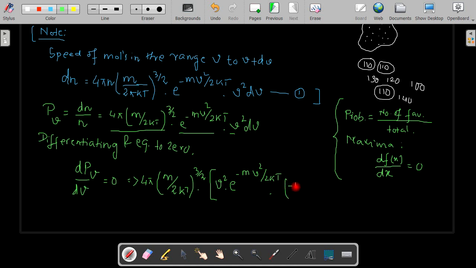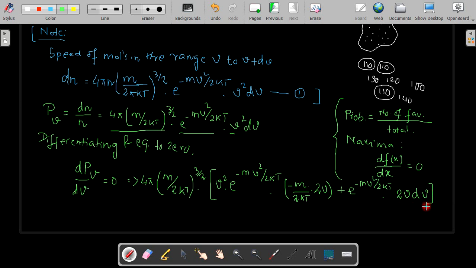So we can write it down as minus m by 2 kT, which doesn't have anything to do with the differentiation, but v square, when we differentiate it, we get 2v. So that's the first part of the differentiation. In the second part, I take this term outside, so we write e to the power minus mv square divided by 2 kT into v square. If we differentiate it, we are going to get 2v dv.